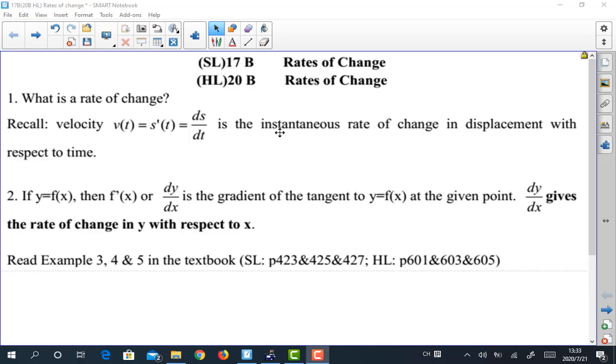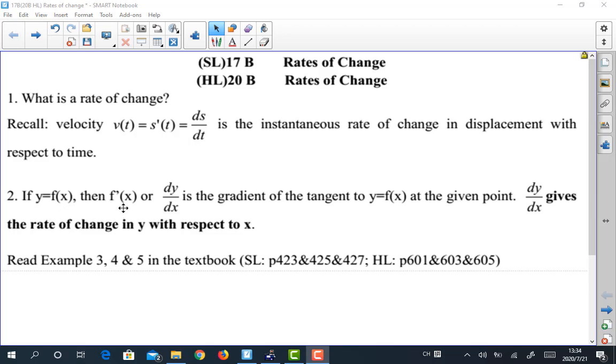The velocity function is the instantaneous rate of change in displacement with respect to time. So velocity is just a special rate of change. Not all rates of change have a particular or special term. Therefore, rate of change is a more generic term for all the instantaneous rates of change.